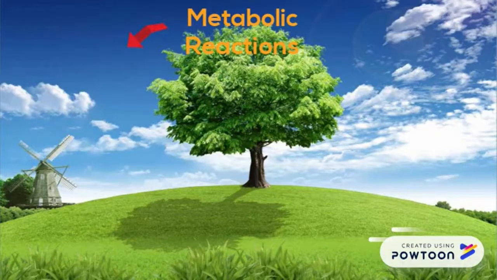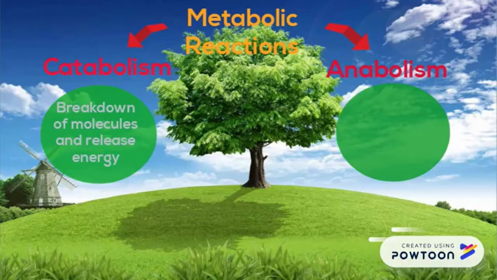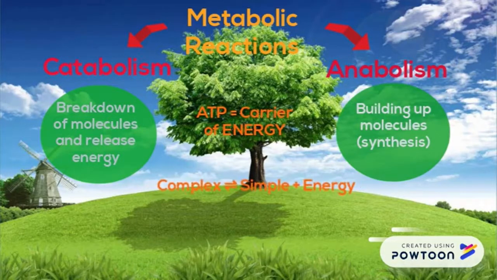Metabolic reactions are divided into two: catabolism and anabolism. For catabolism, it is the breakdown of molecules and release of energy. For anabolism, it is the building up of molecules. Those are examples of the changes in these reactions.